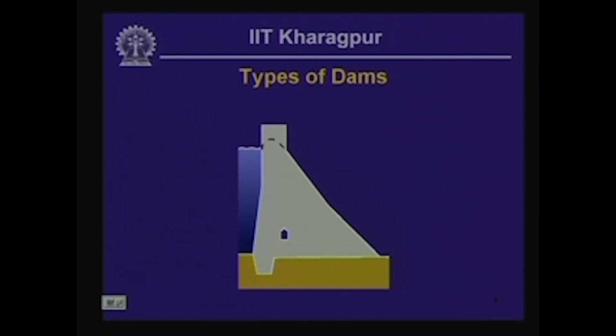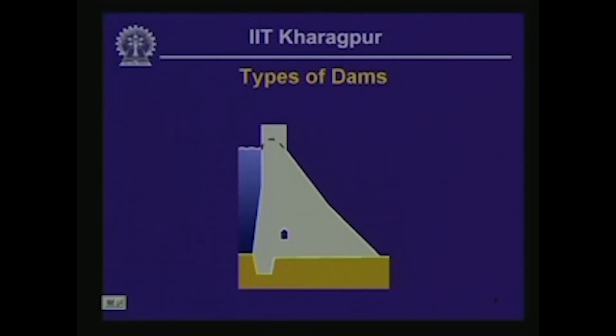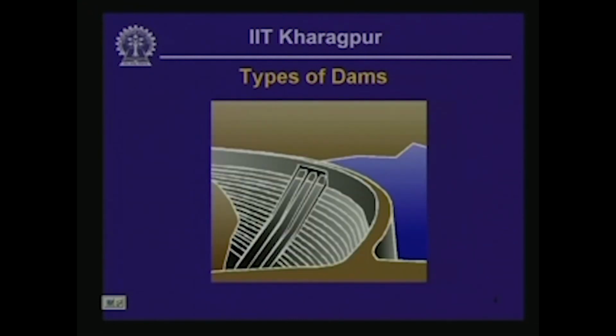So, this type of dam is called a gravity dam, and a gravity dam could be constructed using masonry or concrete, or even using other kinds of open work or open type of structures with some watertight cladding on the face. Now, let us consider another type of dam. This dam is called an arch dam.